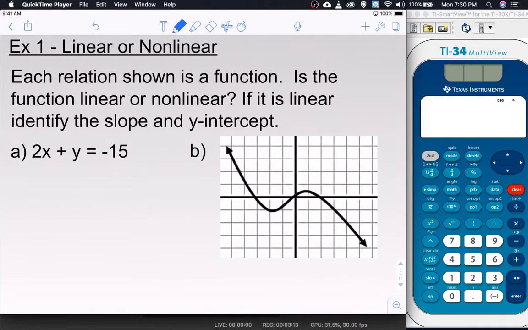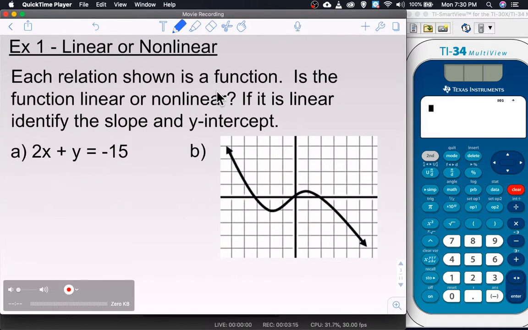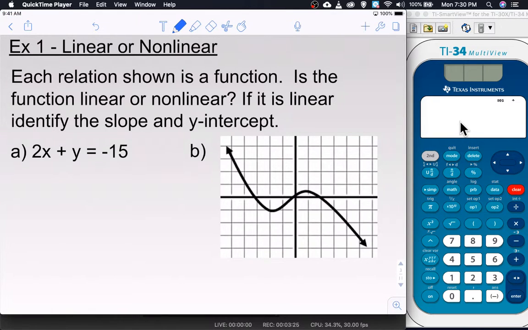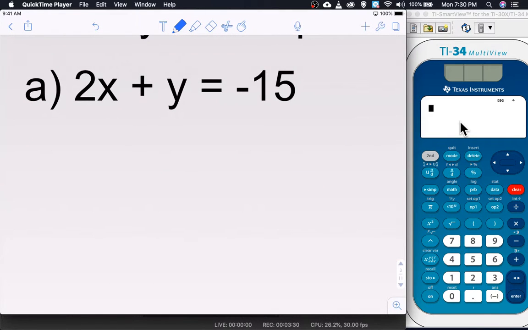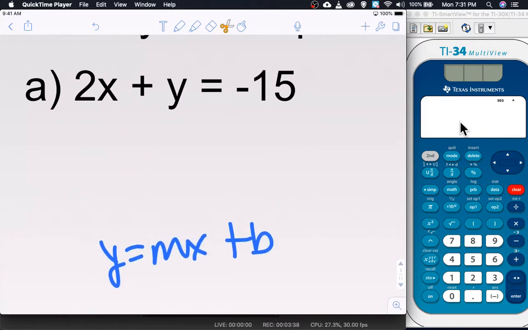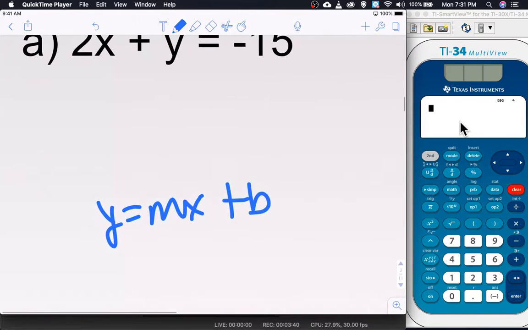So, each relation shown is a function. I'm telling you it is. Is the function linear or non-linear? If it is linear, tell me the slope and the y-intercept. All right, so first one, is this linear or nonlinear? Can we write this in slope-intercept form? Can it be written like this? Yes, it can. This is linear.